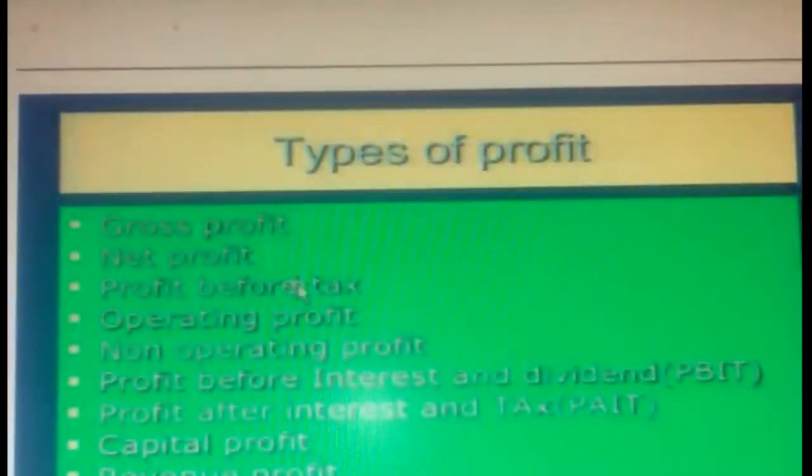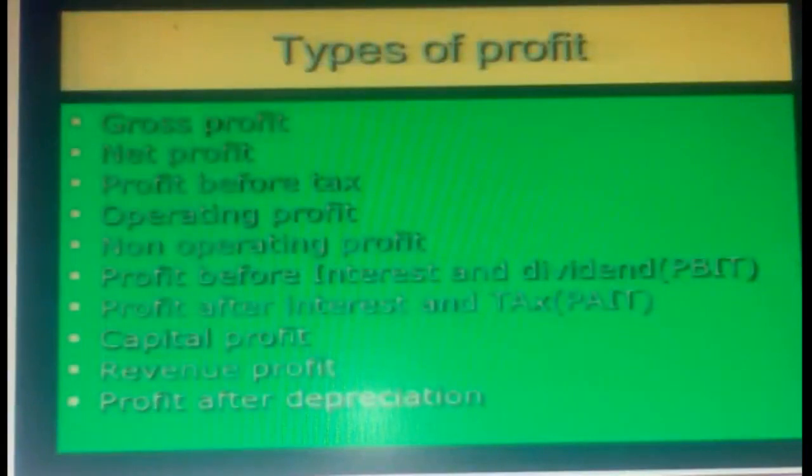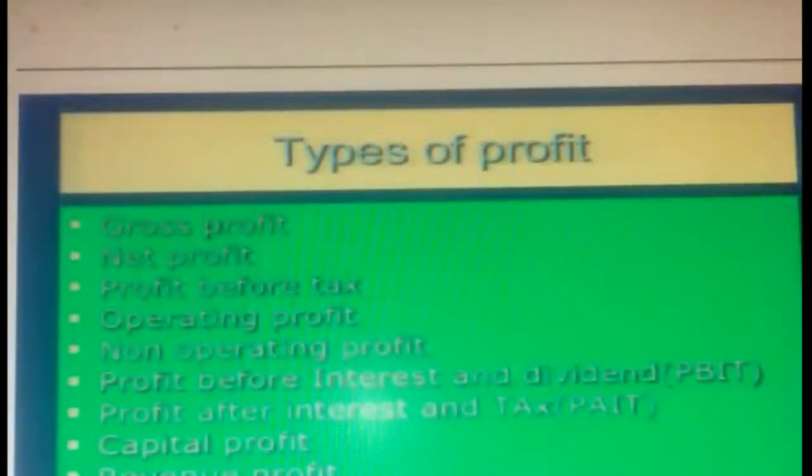So what are the types of profit? You know the gross profit, the net profit. What is the operating profit? Non-operating profit, then capital profit, then revenue profit, then profit after depreciation. These are the discussion; in further classes you will study them in detail. Here, just what is the meaning of profit, then types of profit, at a glance. Then going to gain.